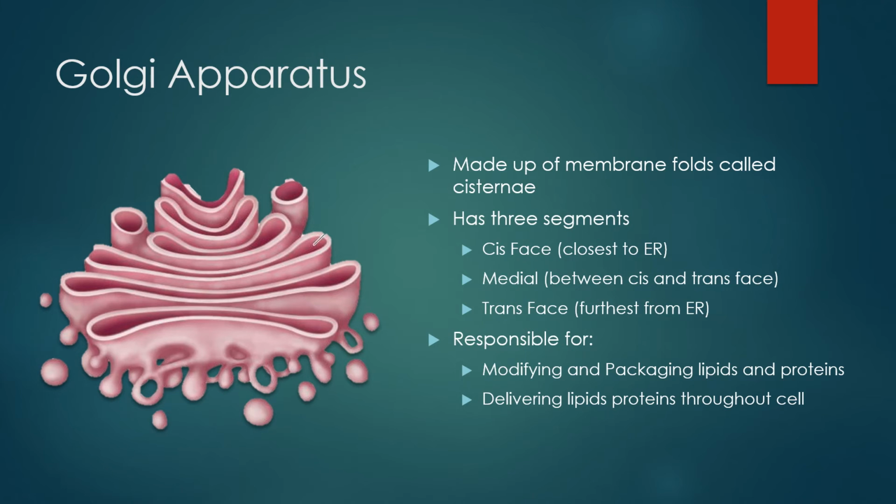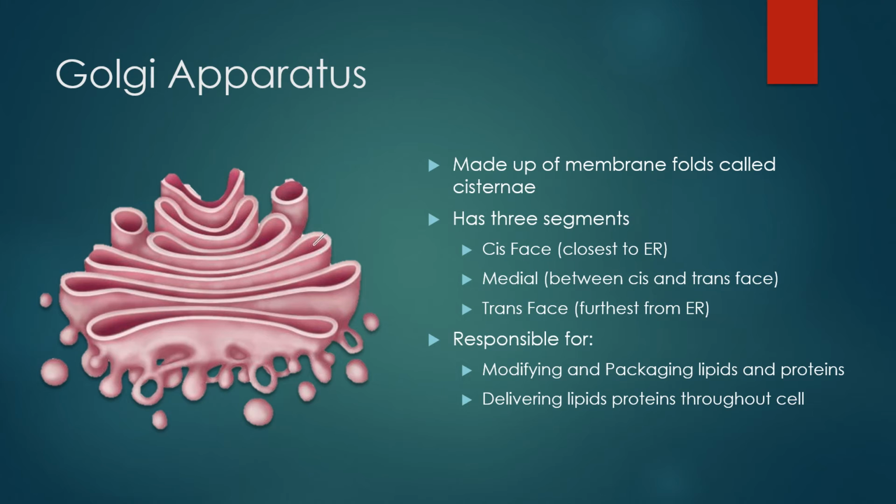The Golgi apparatus is responsible for taking in proteins and lipids provided by the SER and the RER via the cis phase. So everything's coming through that cis phase. It will modify and package these lipids and proteins to be delivered through the cell or sent out of the cell. The modification that occurs completes the process of turning the lipids or proteins into fully fledged molecules.